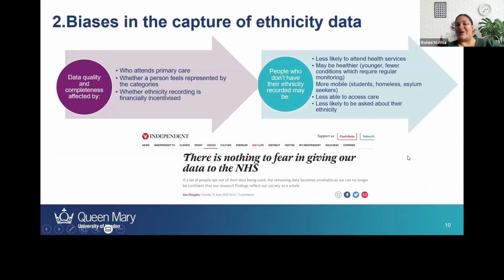Oops, I've got one more slide about biases of ethnicity data, which is just thinking about when we capture ethnicity data in UK settings, we want to think carefully about who has their ethnicity data recorded and who doesn't. People who have their data recorded may be people who are healthier, who have good access to healthcare. People who don't have their ethnicity recorded may be less able to access healthcare, maybe more mobile, or maybe less likely to be asked about their ethnicity. So we need to think about data quality and methodology very carefully when conducting this kind of research.